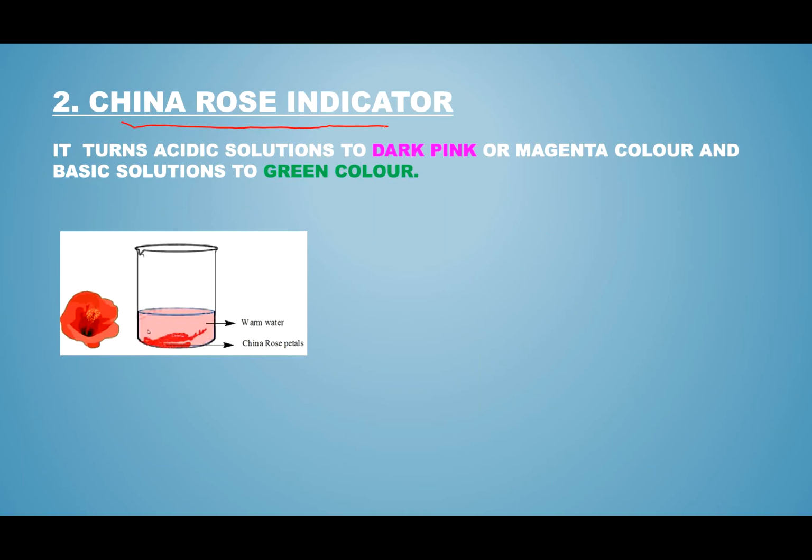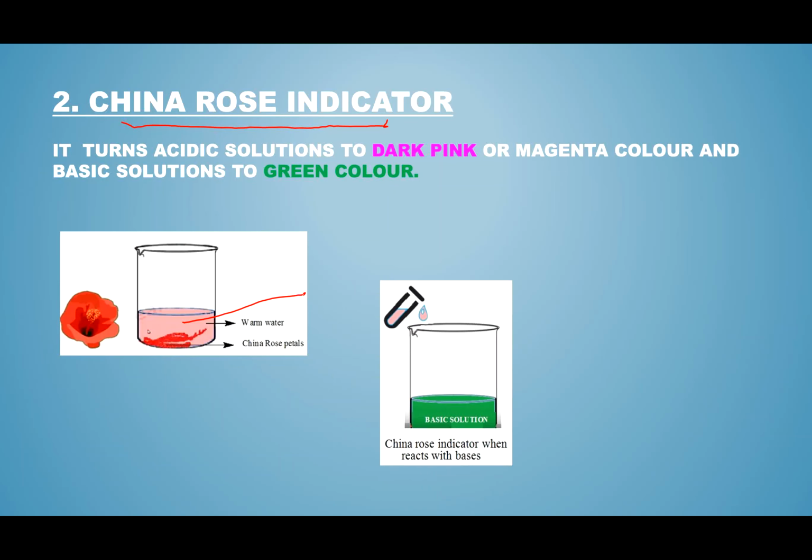Next is the China rose indicator. China rose is a very familiar flower to all of you. We can make the China rose indicator from the China rose flower. We can take the flower and put it in a beaker, or you can try it in your home as well. You can take a glass bowl, put the China rose flower in that, add some warm water and leave it for some time. After some time, what will happen? All the chemicals which act as an indicator will come into the solution, and that will act as the China rose indicator. Now we are going to take this indicator and add it into the solution which we want to test.